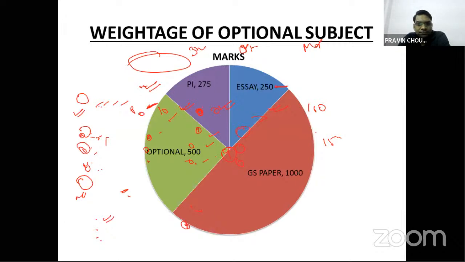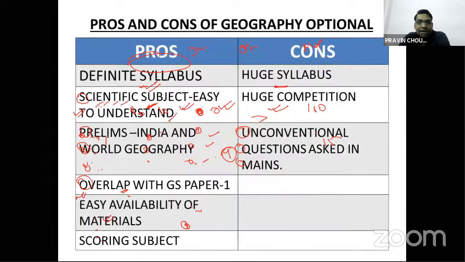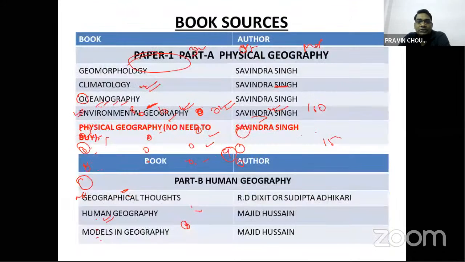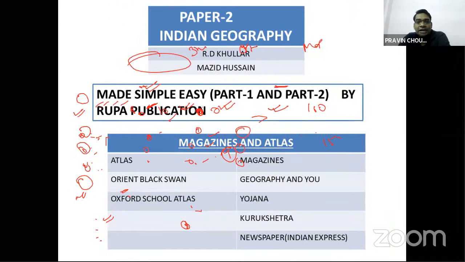Okay. Yes, current affairs, in such type of subject like optional subject, current affairs play a very important role. So that's why I'm suggesting you the magazines I suggested, like Geography and You, Yojana, Kurukshetra, and newspaper. This plays a very important role for optional students. Geography optional paper 2 is entirely theory based plus your current affairs approach is required here. Yes, we are starting from next month.